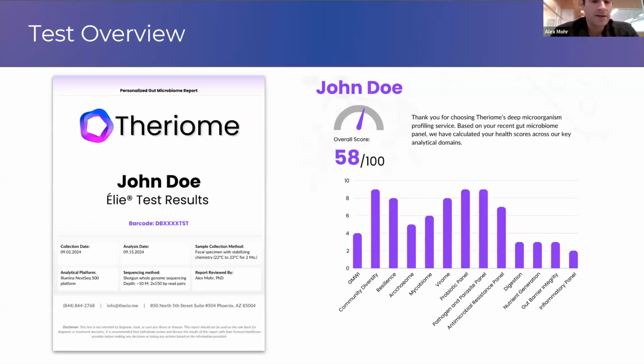So looking at some of the internals of the report, similar to the Aristotle, we perform this kind of global analysis. We're looking at an overall health score, incorporating all of these domains, which I'll get into. So this is kind of your dashboard to see where you are kind of grossly.